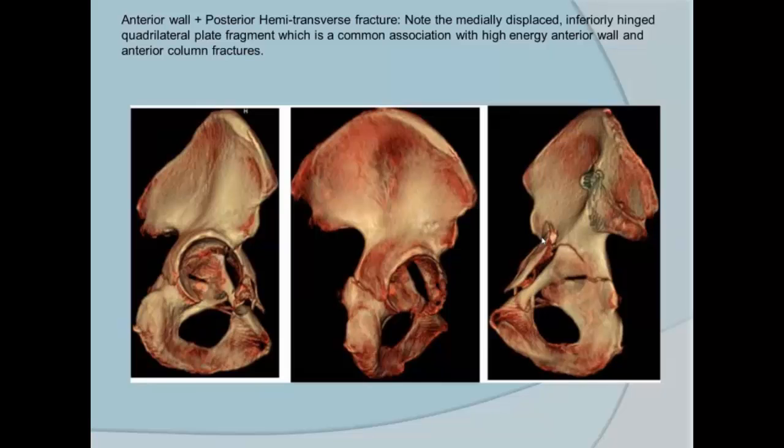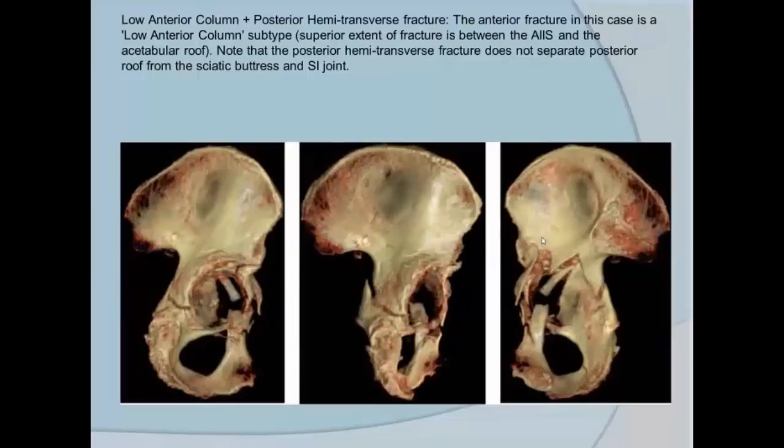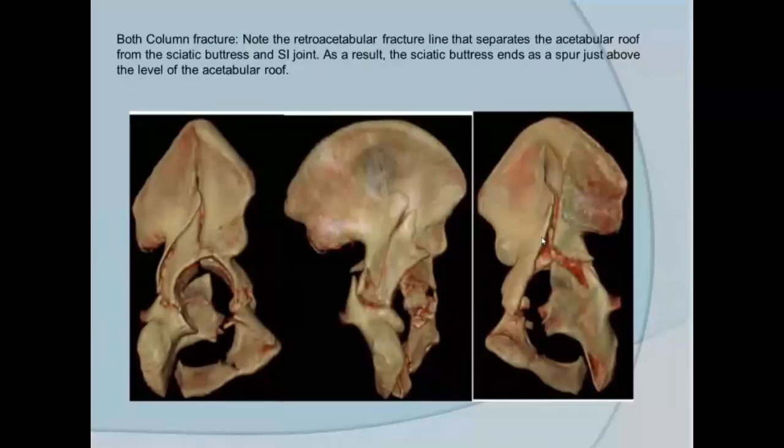This is a common association with a high energy anterior wall fracture. I told you again that the anterior column can be a low anterior column along with the posterior hemitransverse fractures. The anterior fracture in this case is the low anterior type, and the posterior hemitransverse fracture does not separate the posterior roof from the sciatic buttress. This is a bicolumnar, highly comminuted fracture, and as a result, the sciatic buttress ends as a spur.